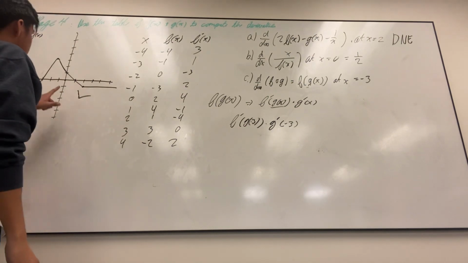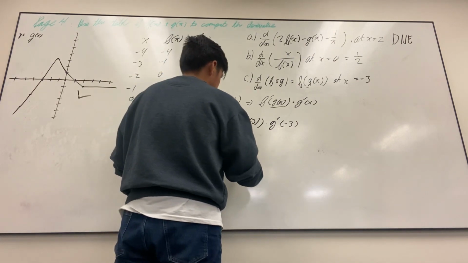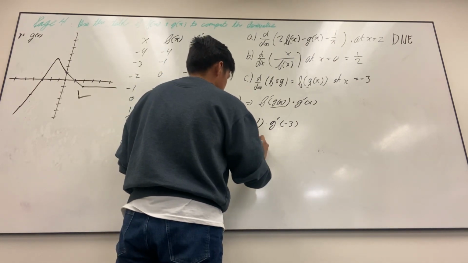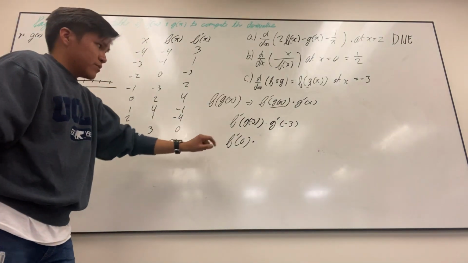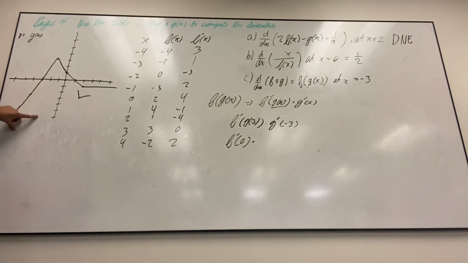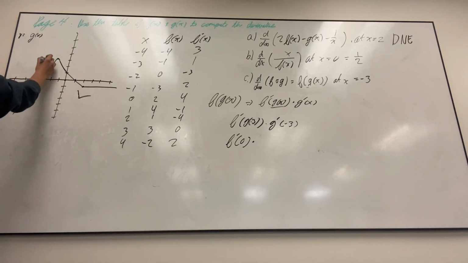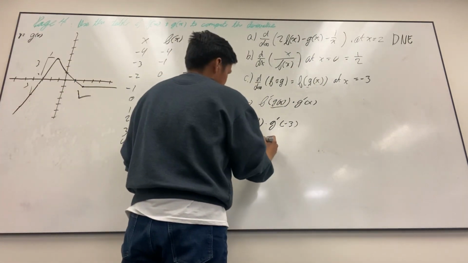So g of -3 is 0. When it's g of x, you're just looking at the point, but when it's g prime of x, you're looking at the slope. So the slope of g at -3 would be 3, because you're going up 3 and 1 across. So up 3, 1 across, which is 3 over 1, which is just 3. The same for this side, you're going up 3 and 1 across. So then your g prime would be 3.